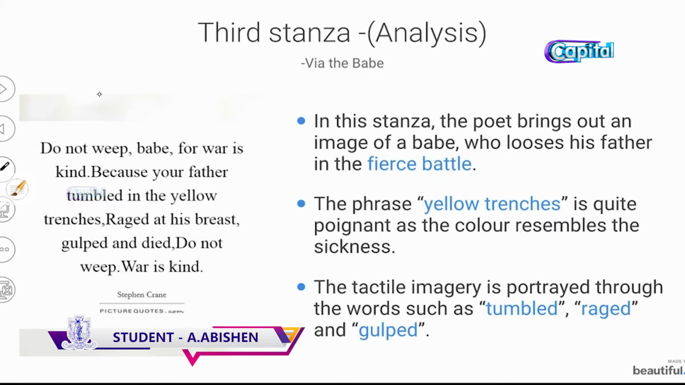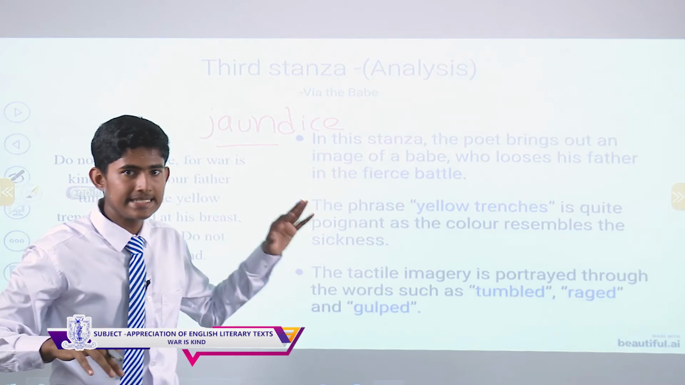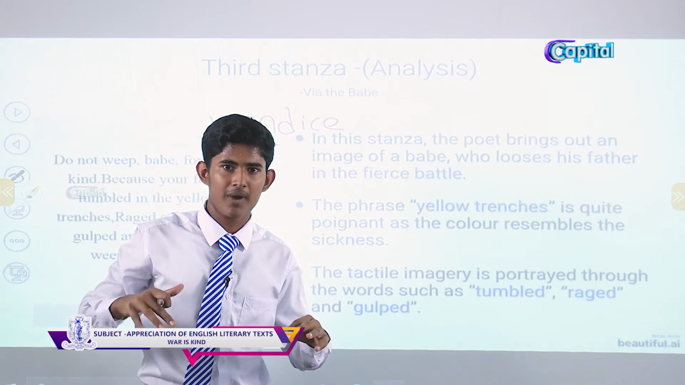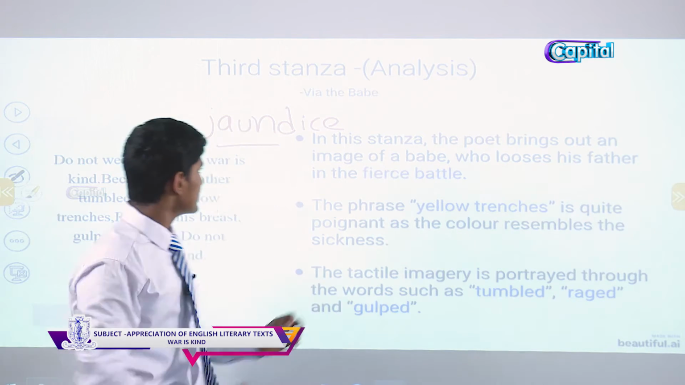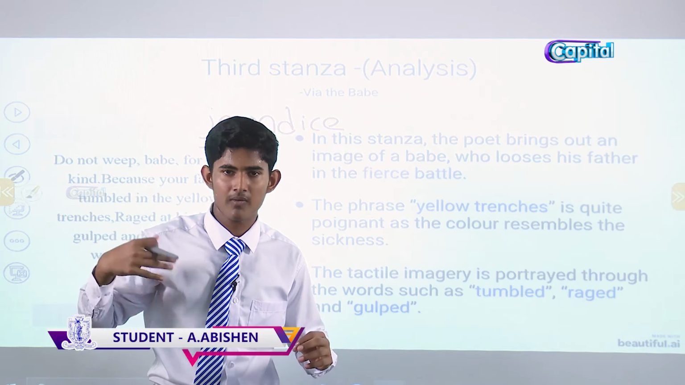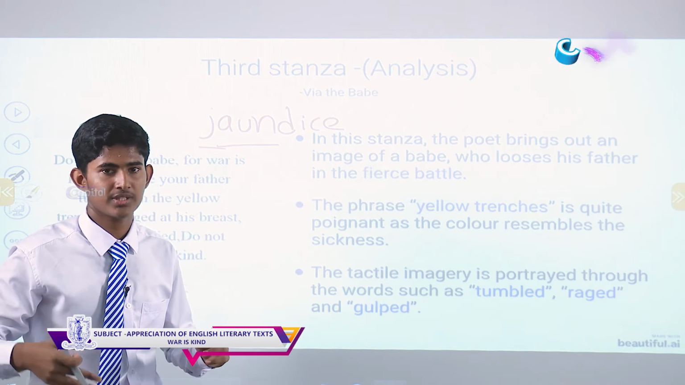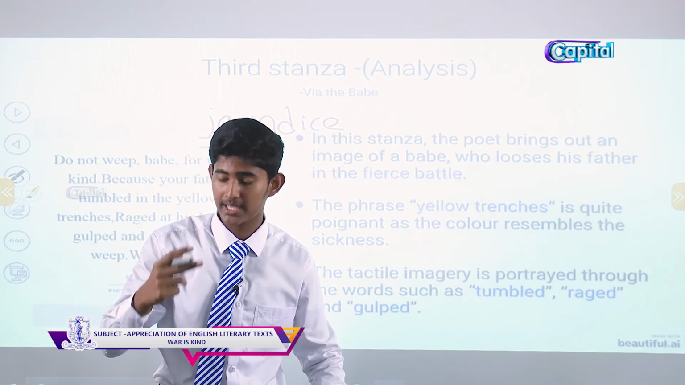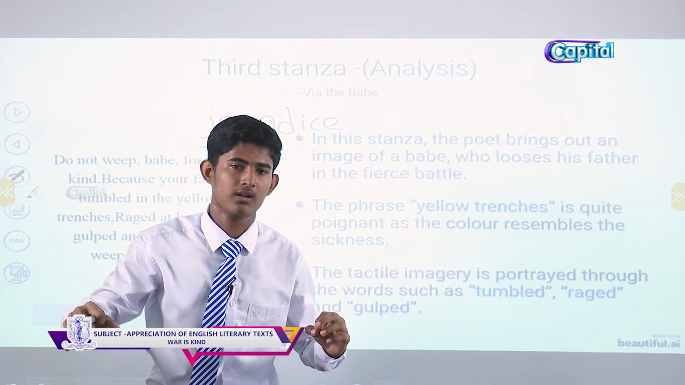Then, why does the poet use the word yellow as an adjective of trenches? Because do you know the word jaundice? Jaundice is a disease. In Sinhala they call it Sangamala. In Tamil we call it Manjal Kamal. This disease, due to the breakdown of red blood cells in our blood circulatory system, changes our whole complexion, even our eyes, to a pale yellow color.